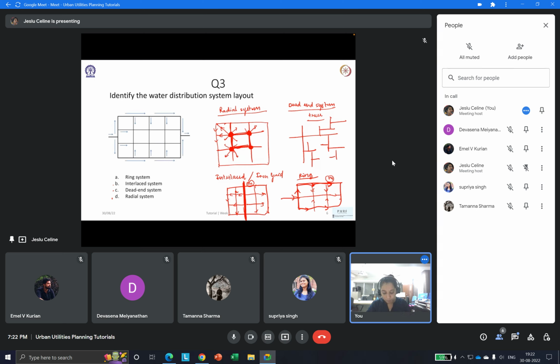Now let's see which system is shown in this particular figure. Anybody, which is the system shown? It's B, interlaced system. You think it's an interlaced system? Yes. Okay. Anybody else? Do they feel anything else? No, it can be ring also. It is a ring system. Okay, so we have two answers: interlaced and ring system.